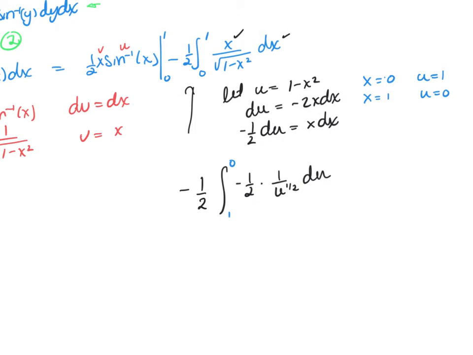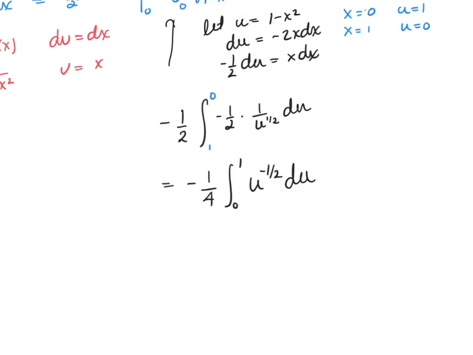Then this negative multiplied by this negative is positive, and then I flip the limits of integration, so it ends up becoming negative again, of negative 1/4 from 0 to 1 of u raised to the negative 1/2 du.